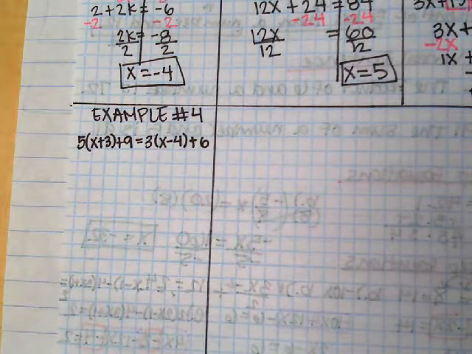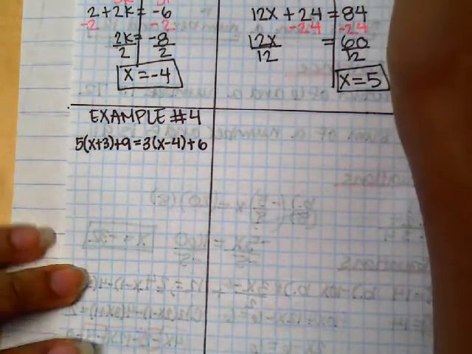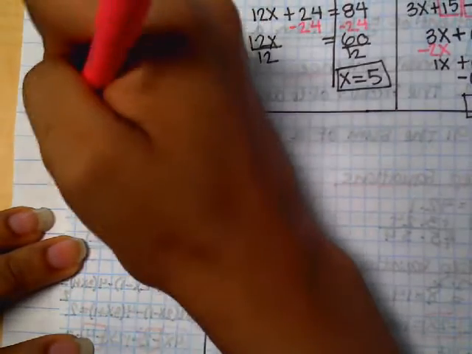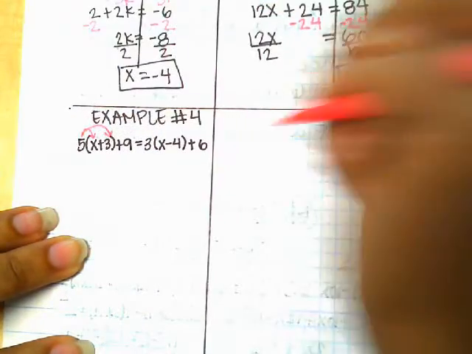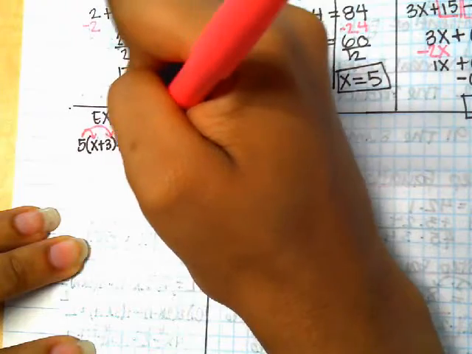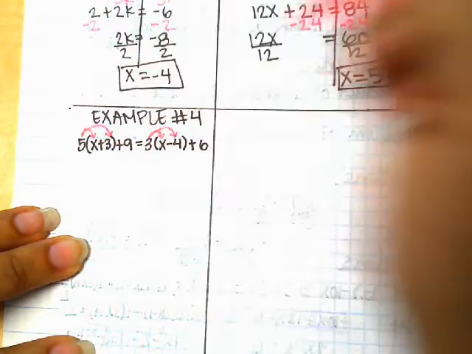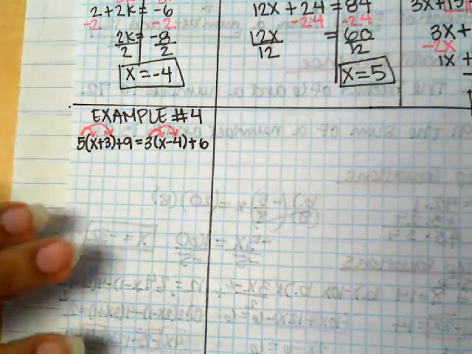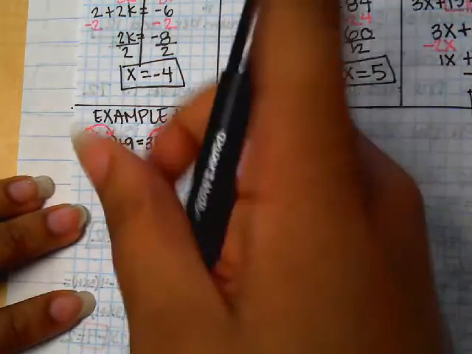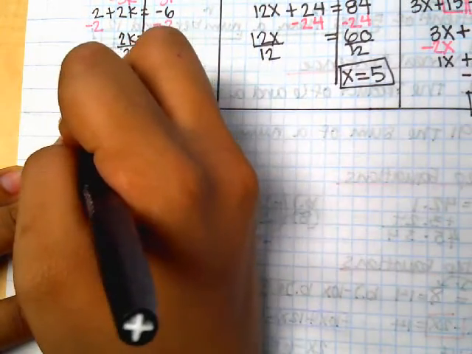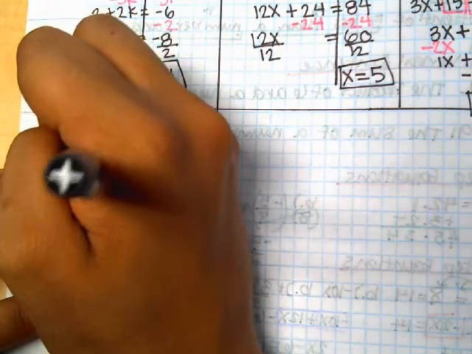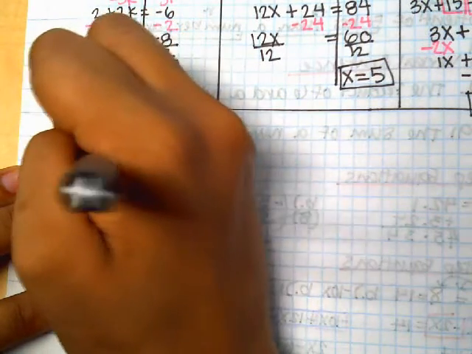Moving on to our fourth step, we add or subtract. Since this is positive, we always do the opposite and subtract. So I'm going to subtract 24 from both sides. And then I'm going to have 2x equals negative 30. Finally, our final step is to multiply or divide. So I'm going to divide both sides by 2, and x is equal to negative 15.